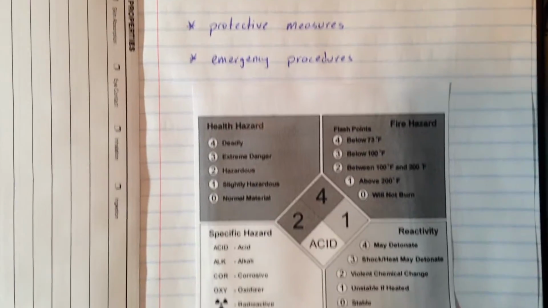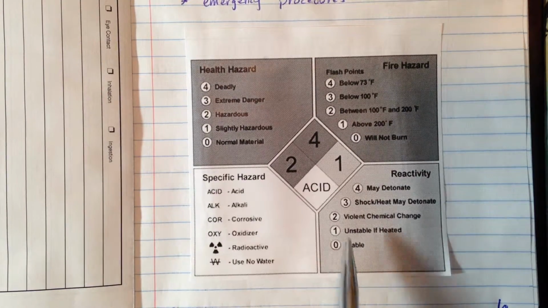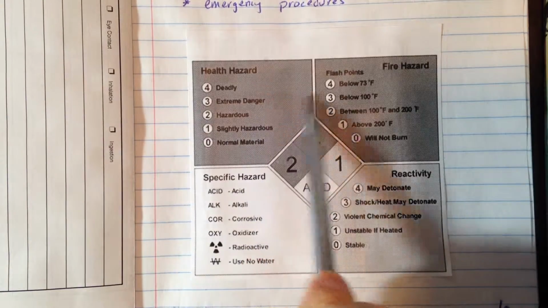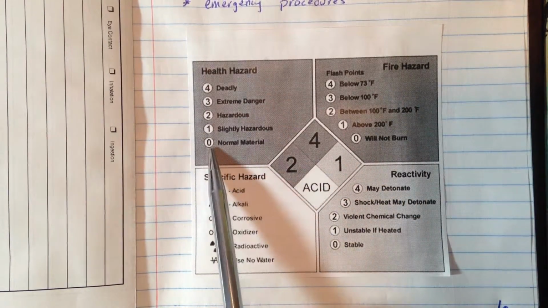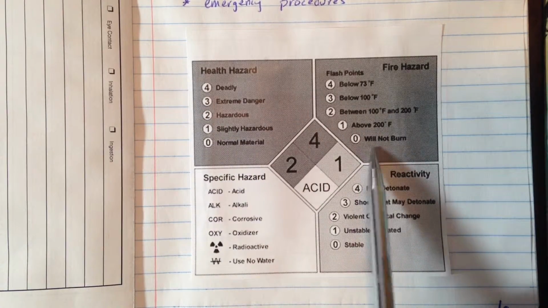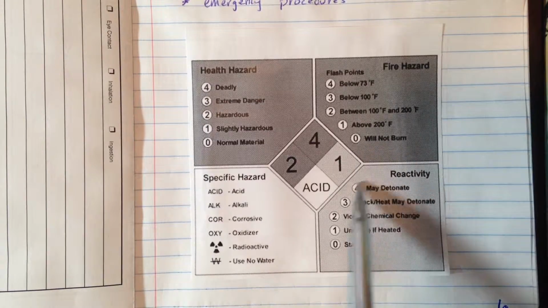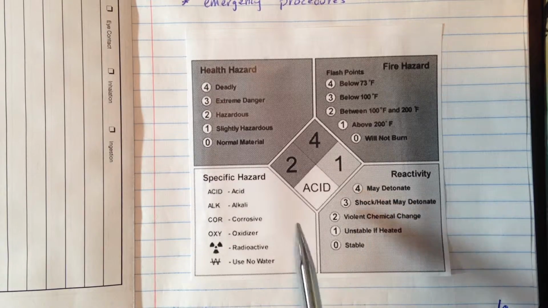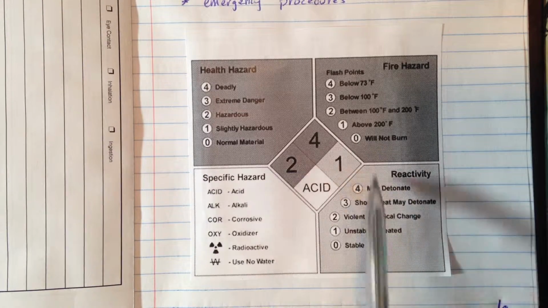Here at the bottom I have an NFPA chart, and this NFPA will have ratings for the health hazard, fire hazard, and reactivity of the chemical. This is a numerical system from 0 to 4 for each of these. 0 is going to be the least reactive or the least hazardous, and then 4 is going to be the most hazardous.